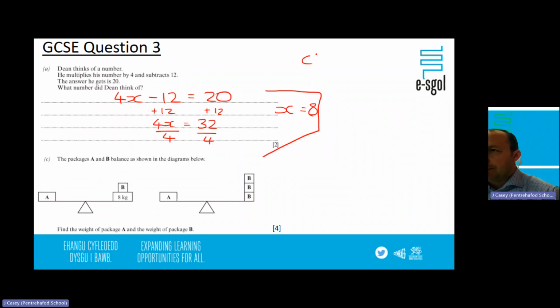Okay, so let's have a look. So part C we're doing. Okay, so we know the value of A. I'm just sort of thinking out loud here.